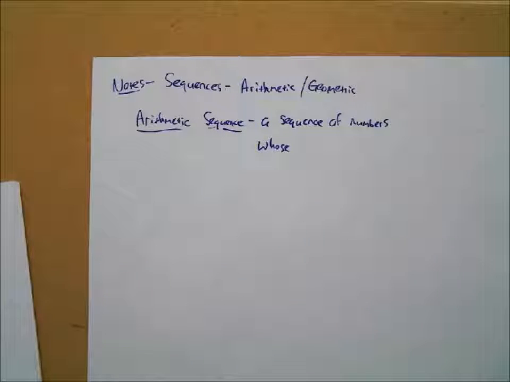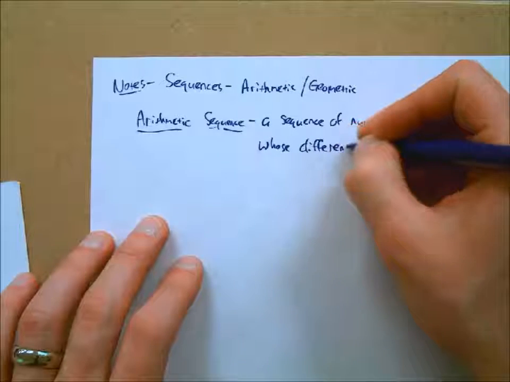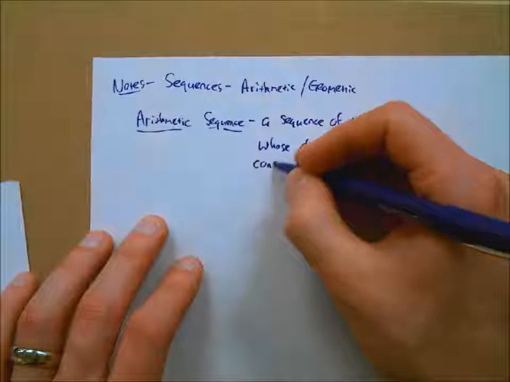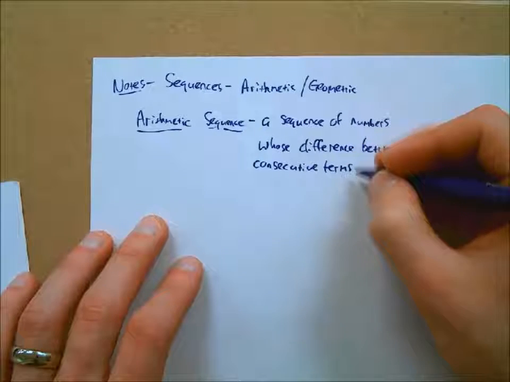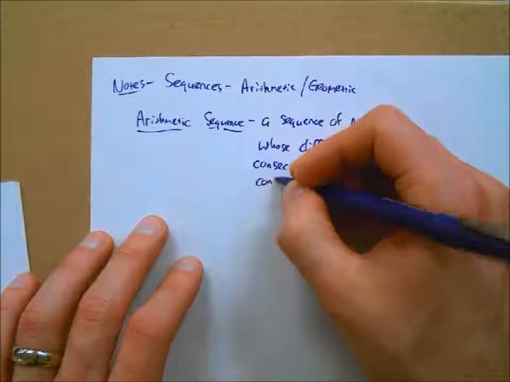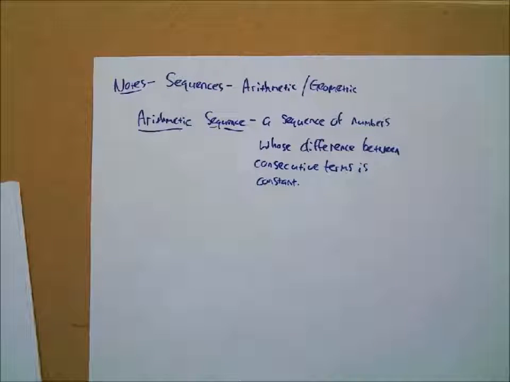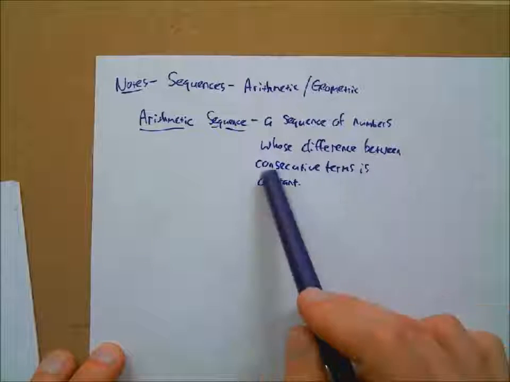Okay, so it's a sequence of numbers whose difference between consecutive terms is constant. Now that's a very mathematical definition. You might remember arithmetic sequences as add the same number each time. That's also a way to think about arithmetic sequences. So a sequence is just a list of numbers whose difference between consecutive terms is constant.